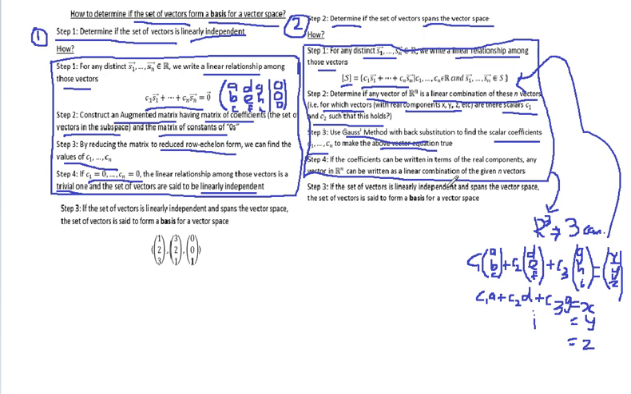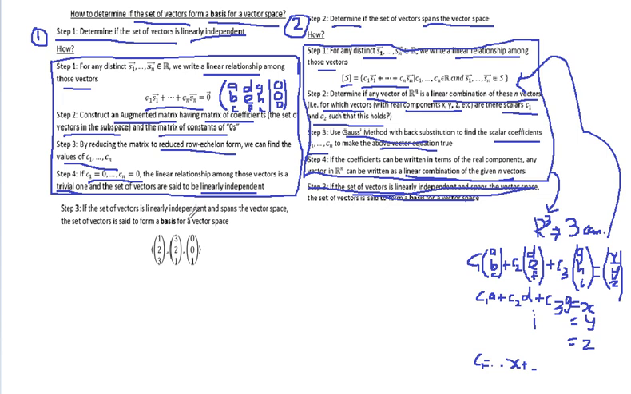And now if the coefficients can be written in terms of the real components, that means you can write C1 in terms of X. So C1 is equal to X plus Y plus Z, say. And for C2 and C3, we can say that this can be written as a linear combination of the given n vectors. And we can say that this one will span the vector space. Sorry about this, just ignore this line.